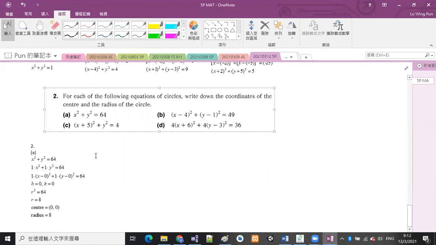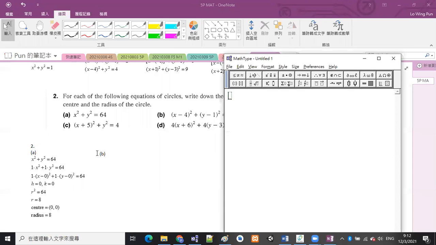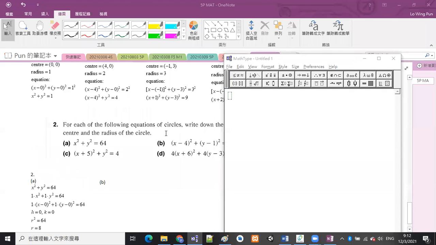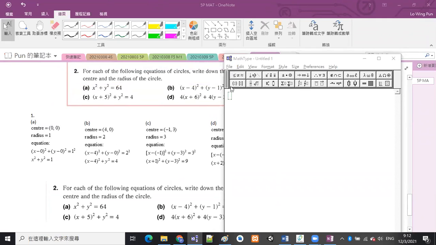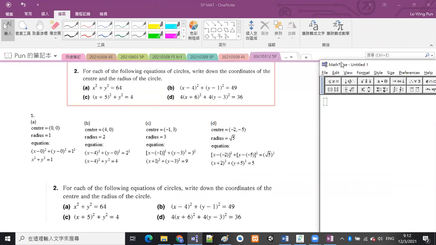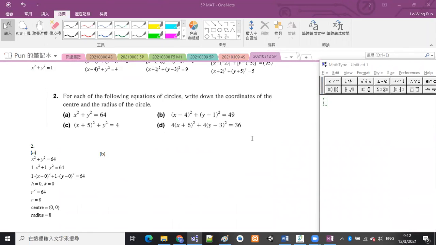And then part B. Is number 1 okay? Have you written down number 1? Okay, good. So we'll be slower for number 2, okay?